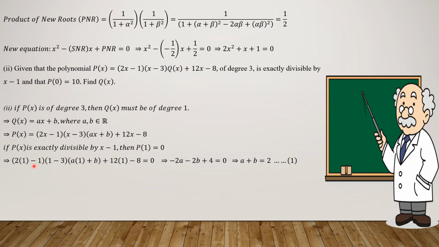So substituting 1 in p of x, we have this, and equating to 0, we have this function here, and simplifying all through, we now get a plus b equals 2. Let's mark that equation 1.